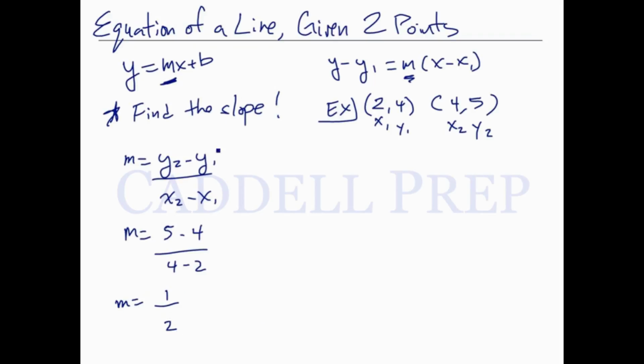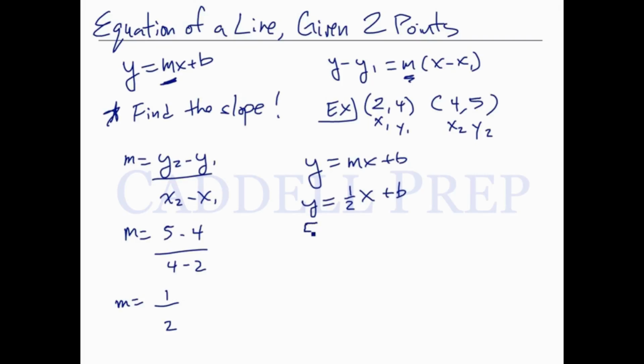So now it's up to us. We could either find the equation of the line using y equals mx plus b or using the point slope formula. So let's do the first one. So we have y equals mx plus b. We know the slope now is 1/2. So y equals one half x plus b. And now we just put in either of these points, either (2, 4) or (4, 5), but not both. I'm going to put in (4, 5).